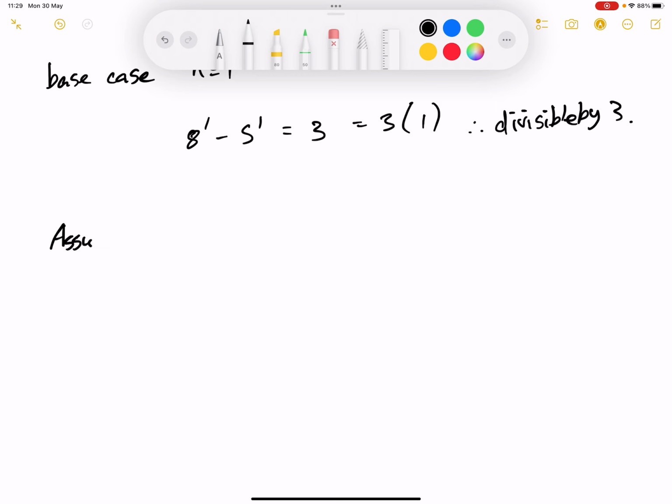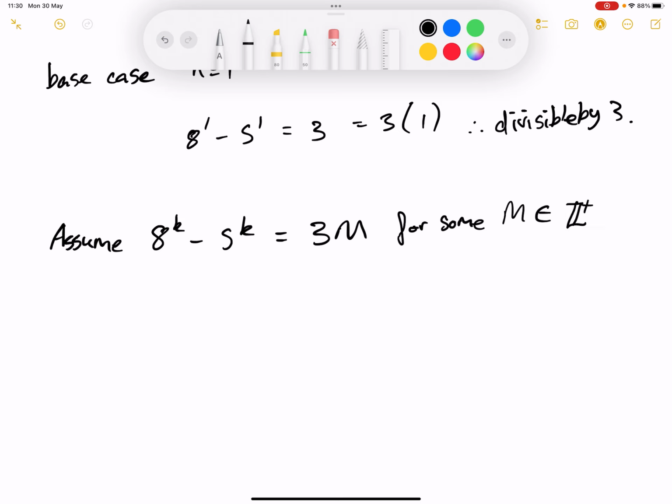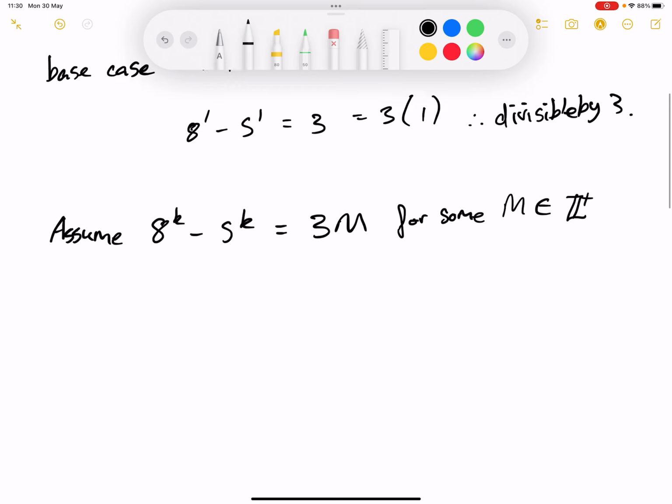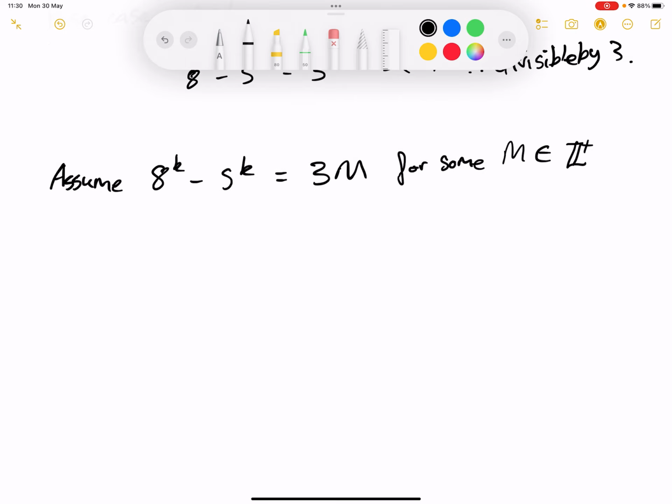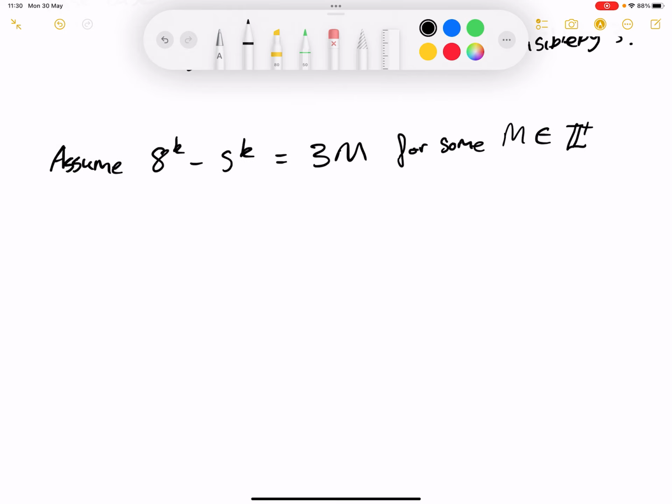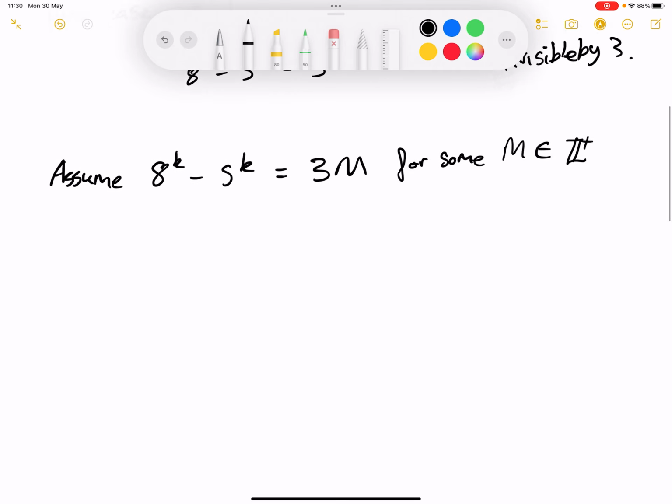Assume that 8 to the k minus 5 to the k is equal to 3m for some m belonging to the positive integers. I'm stating positive integers because natural numbers are all positive, so we need it to be positive, and we need it to be an integer. Assume that's true. That is just a fact now.